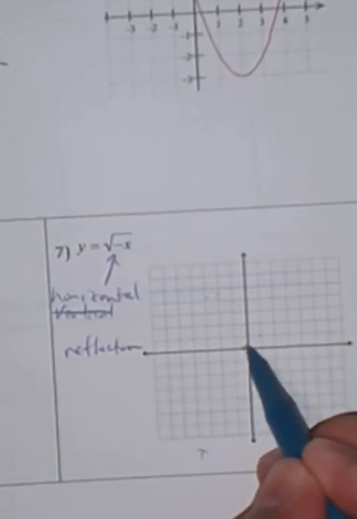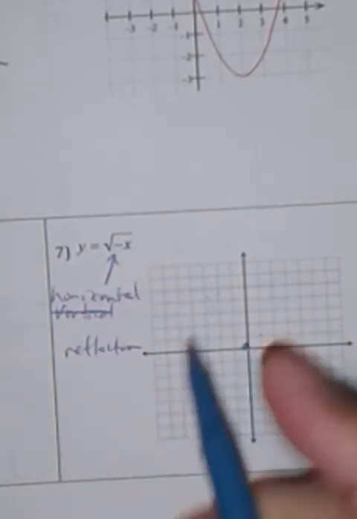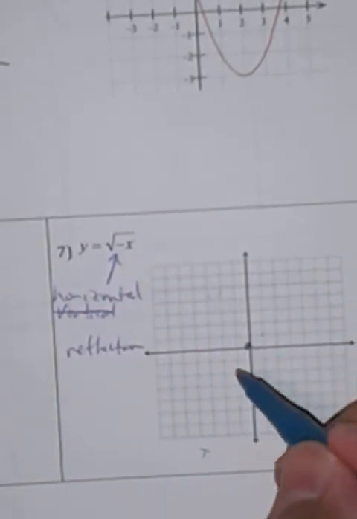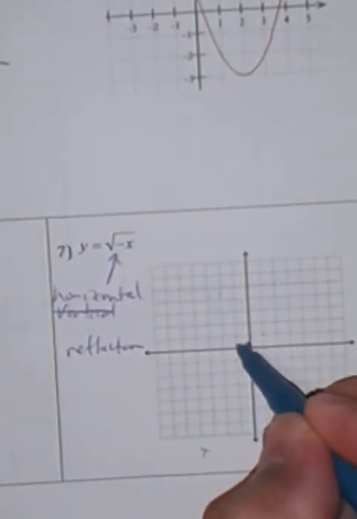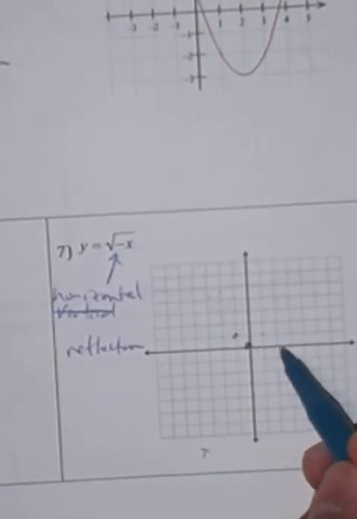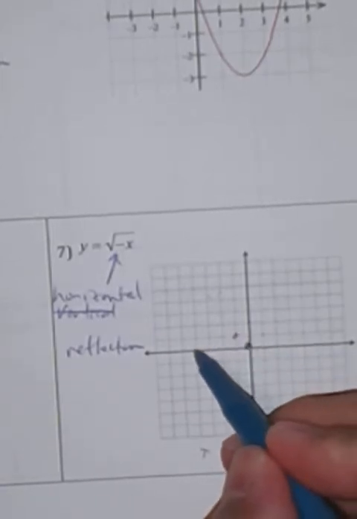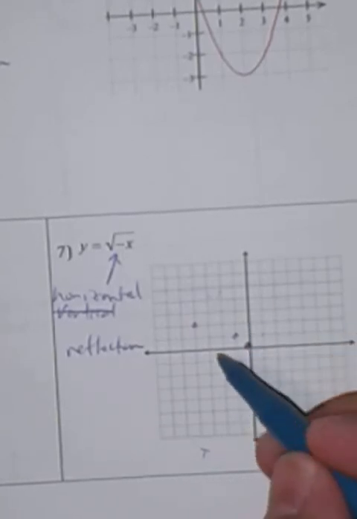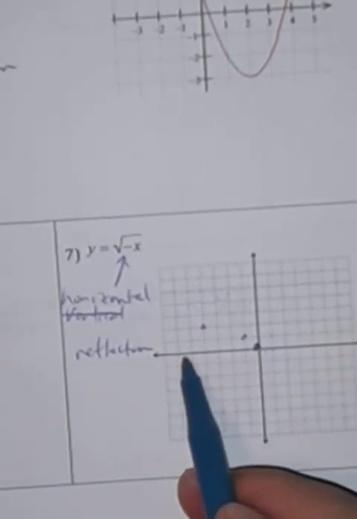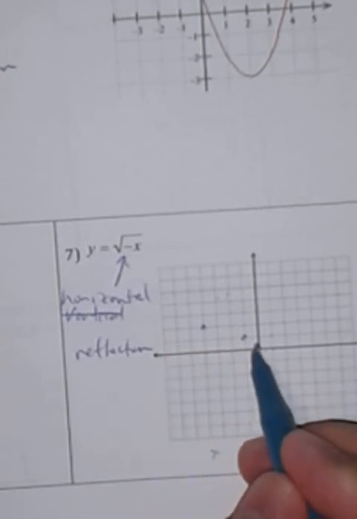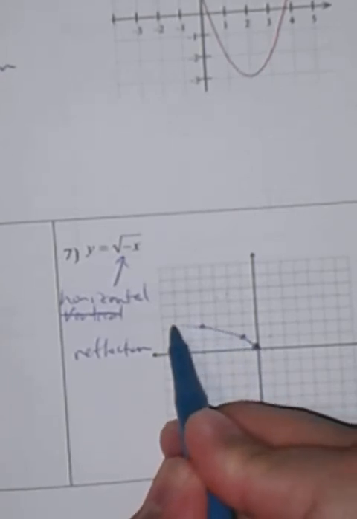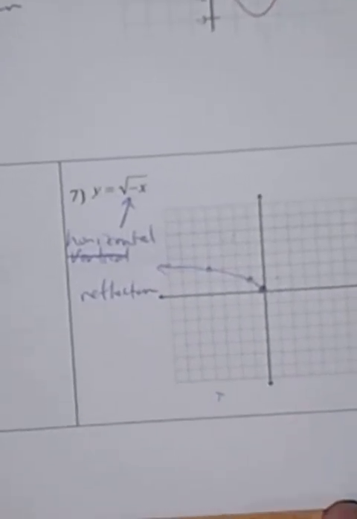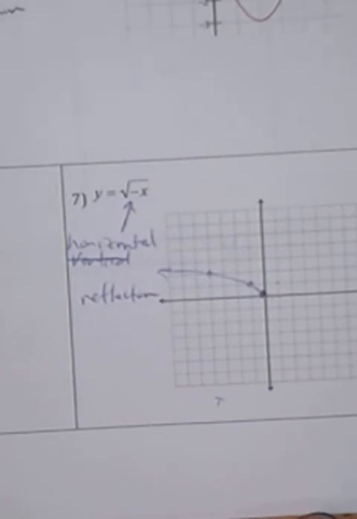So 0, 0 is still there, because when you flip it around, it stays. But 1 to the right, 1 up becomes 1 to the left, 1 up. 4 to the right, 2 up becomes 4 to the left, 2 up. And then 9, 3, well, we don't have enough room to put it. It'd be pretty far out that way. Just make sure you don't cross 3, because you can't cross it until you get to negative 9, 3. That's the square root function pointing in the other direction.